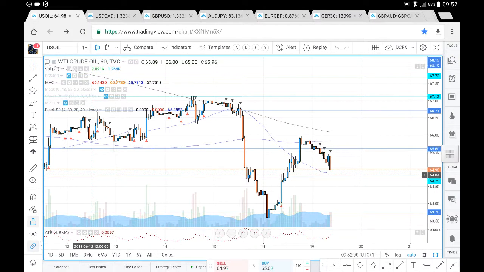So this US oil analysis for Tuesday 19th of June. Okay. Let's just have a look at where I'm pricing, where pricing may likely go.